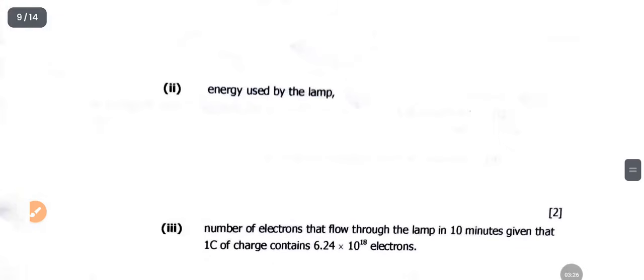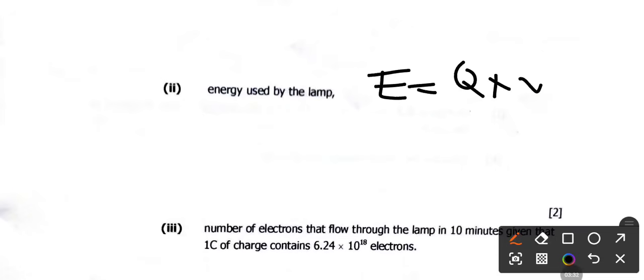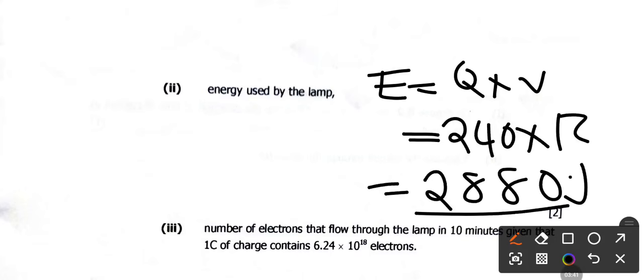So here we say energy is equal to Q times V. Q is 240 and V is 12. So this will give me a value of 2880 joules.